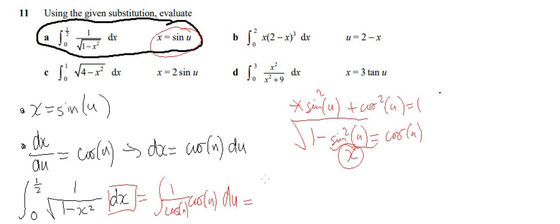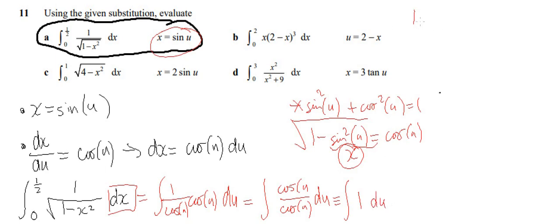Right, let's tidy this up. So I've got cos of u times 1 over cos of u du. Well, that's easy. That just leaves us with 1 du.